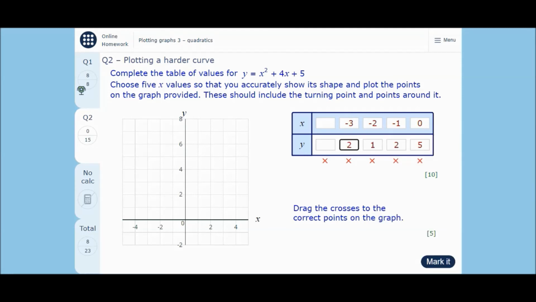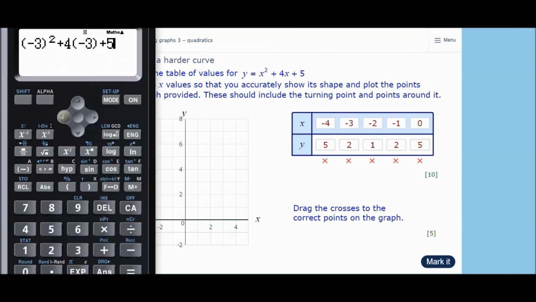So you can see this is maybe going to be my turning point. This is going to be 2 and 2, 0, 5. So I'm expecting if I put -4 here, if it's symmetrical, this one should equal 5. I can tell that because of the symmetrical nature of these numbers: 5, 2, 1, 2, 5. Let's check it out. -4 equals, and that does equal 5.